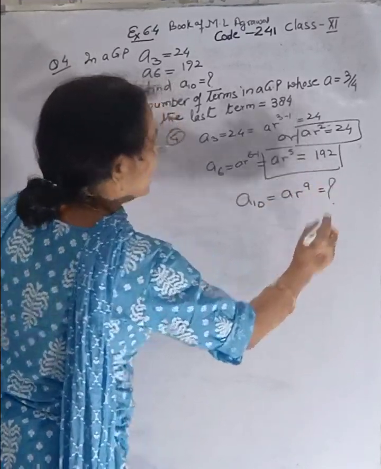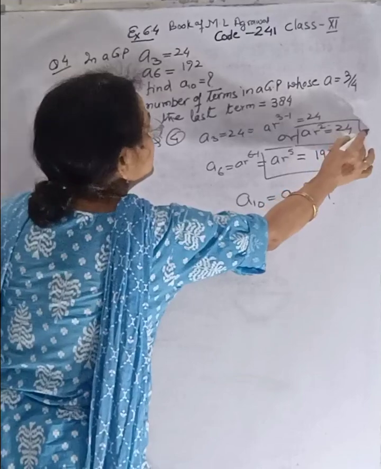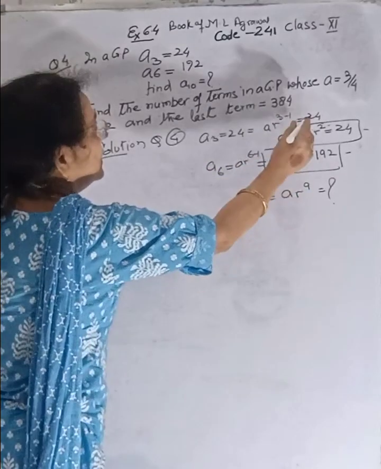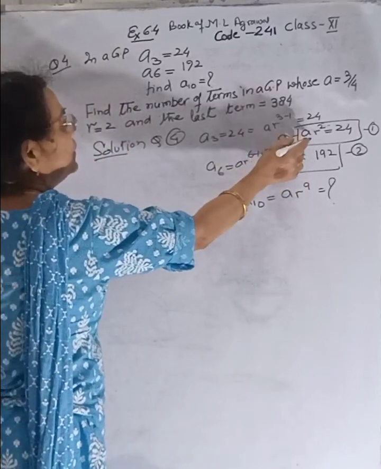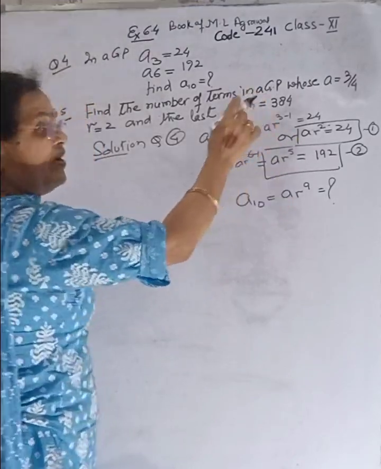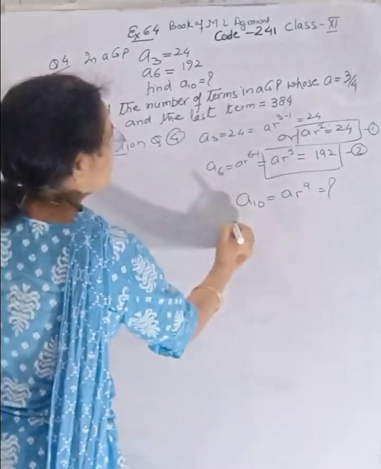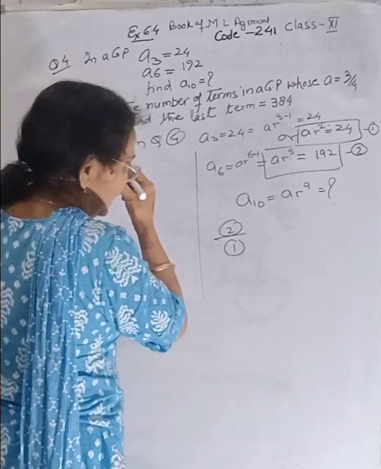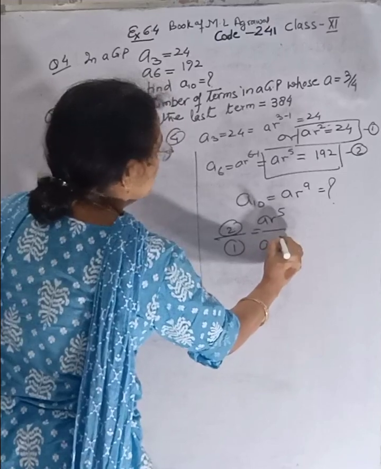This can be calculated only if we can find the value of A and R. With the help of these two equations, we can find the value of A and R. How? This is number 1 and this is number 2. Divide second by first. A gets cancelled. We'll get simply R to the power 5 upon R to the power 2, which means R to the power 3. This is second upon first: AR to the power 5 upon AR to the power 2.